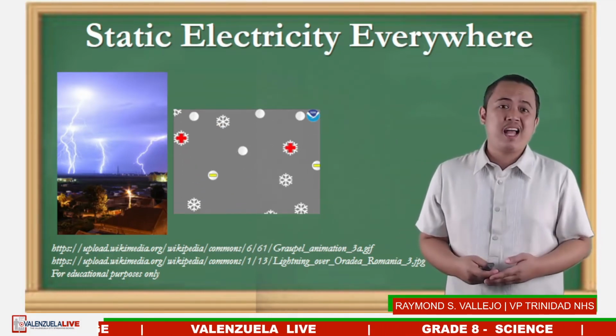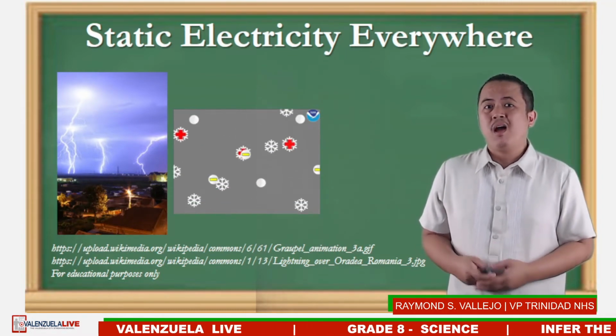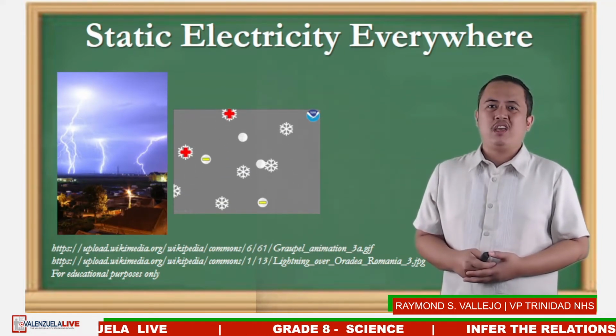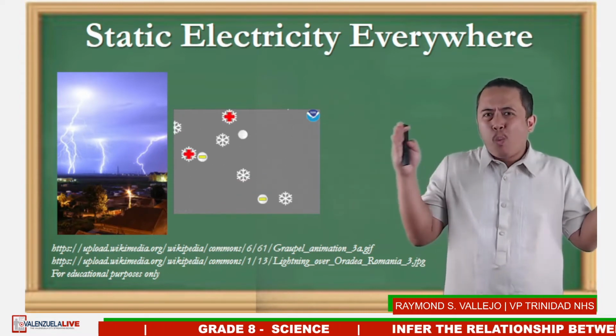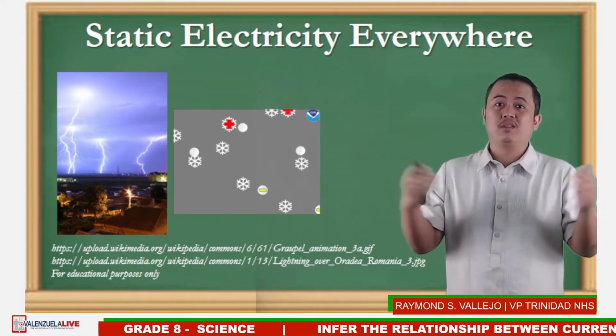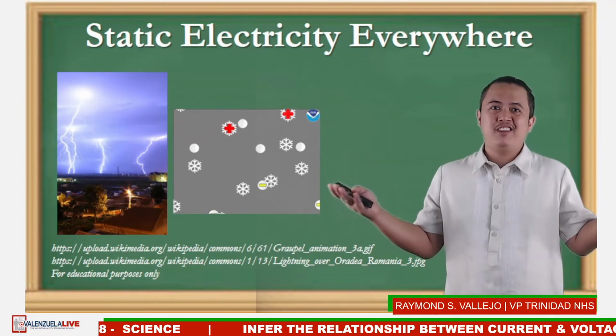Now, how much is that in terms of joules? 1 gigajoule of energy is equivalent to 1 billion joules. That's a lot of energy.